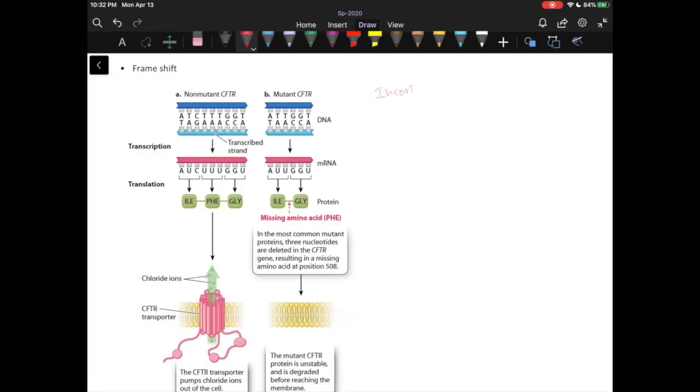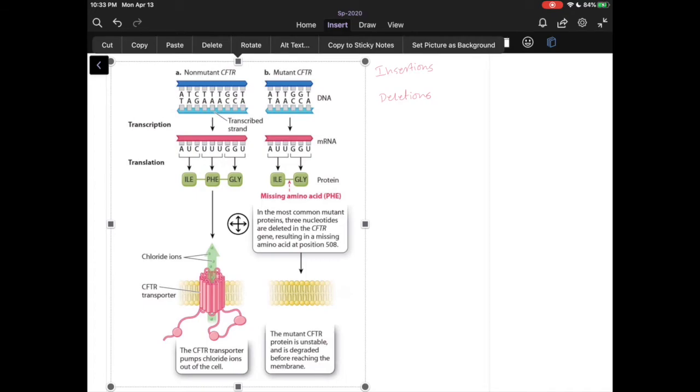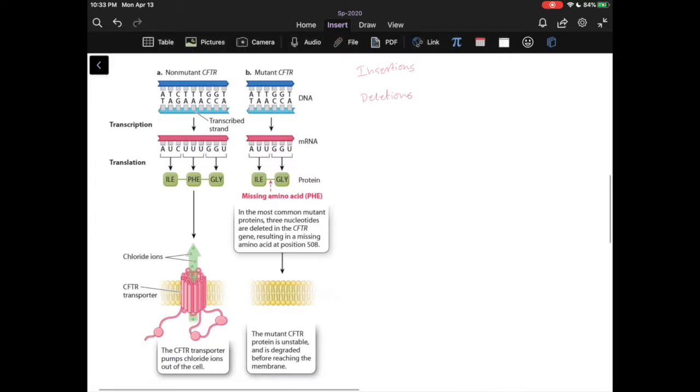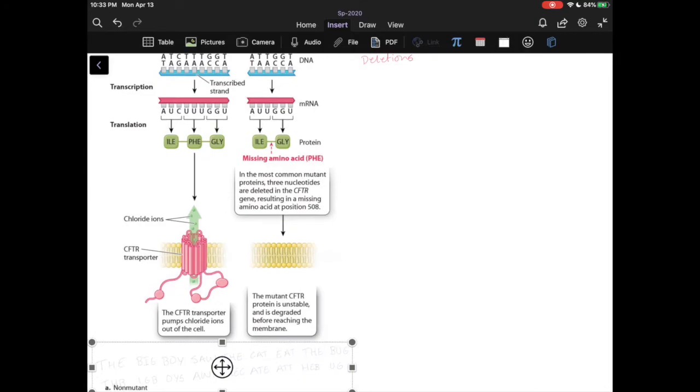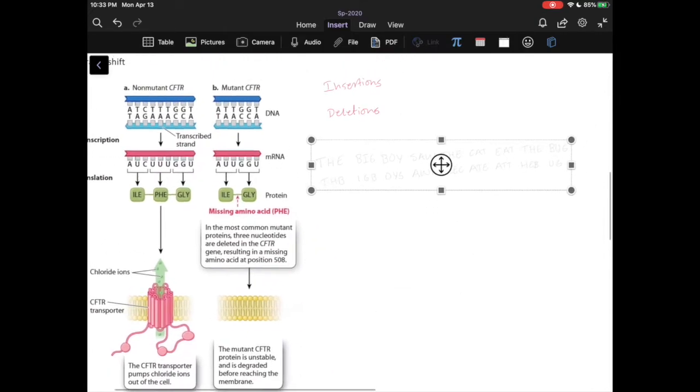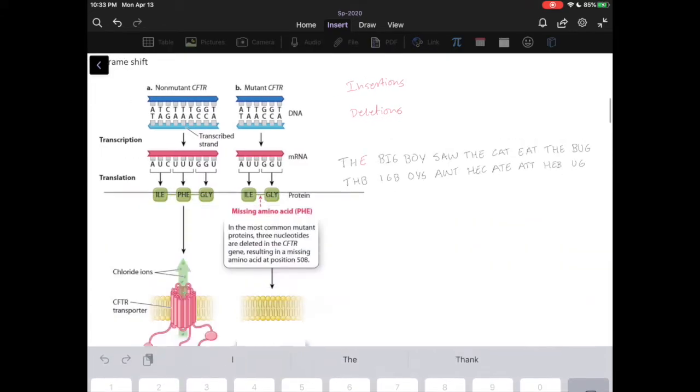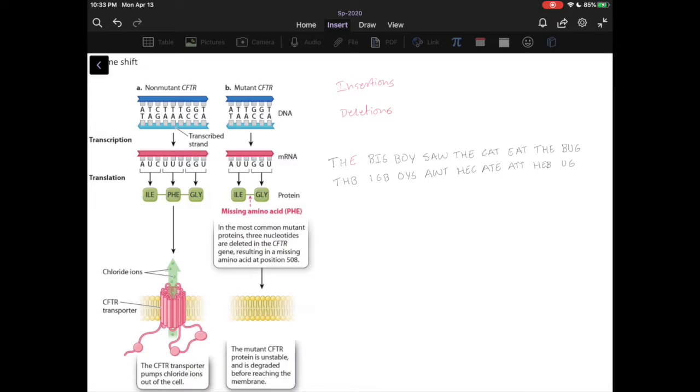So frameshift mutations can be either insertions or deletions. So let's look at an analogy for this real quick. Okay, so over here, let's take a look at this sentence. So the big boy saw the cat eat the big bug.